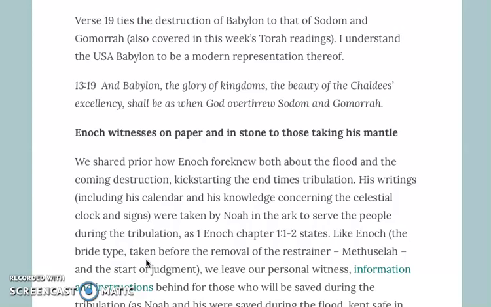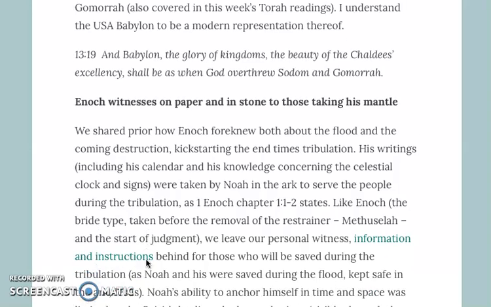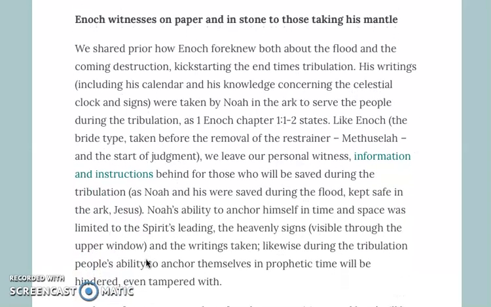If we progress into that chapter, verse 19 ties the destruction of Babylon to that of Sodom and Gomorrah. And that is covered in these Torah readings, Vayera, which are designated for this week. I understand the USA Babylon to be a modern representation thereof. So, verse 19: and Babylon, the glory of kingdoms, the beauty of the Chaldees' excellency, shall be as when God overthrew Sodom and Gomorrah. So there's a direct tie-in between the destruction of modern Babylon according to the pattern of Sodom and Gomorrah.